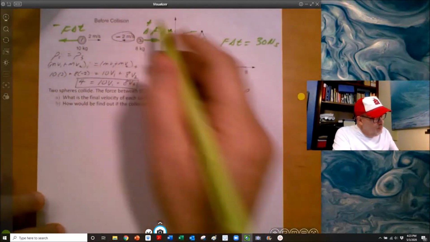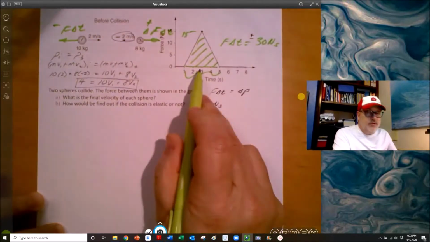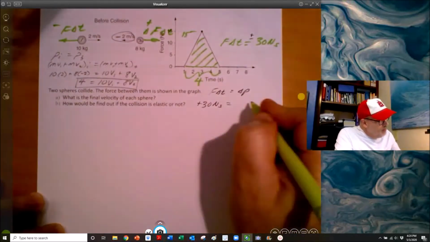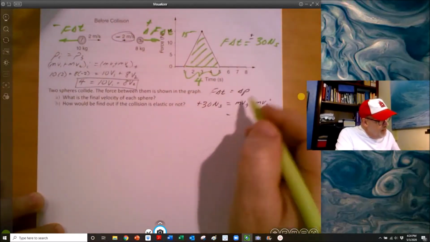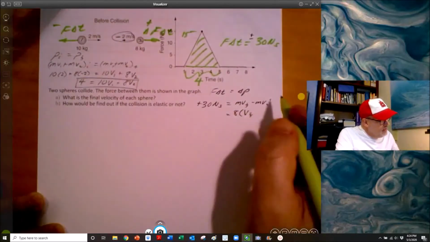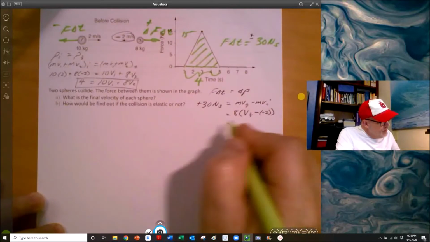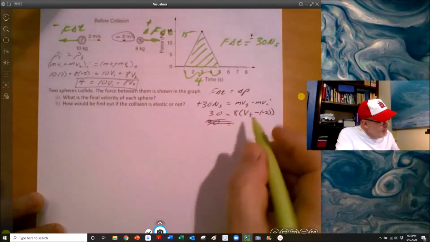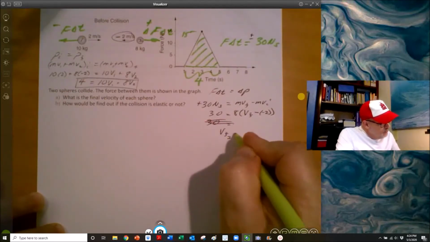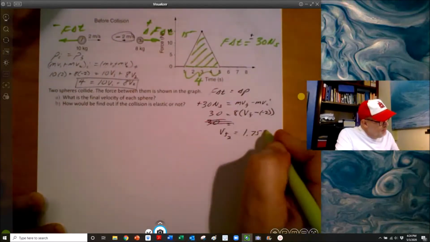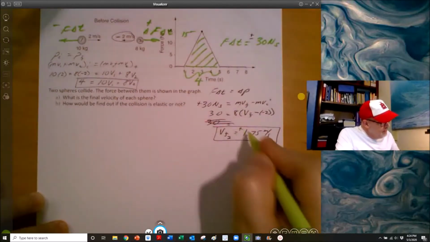So I'm going to take this one. My impulse will be a positive 30 Newton seconds. This will be plus or minus, depending on which one we're talking about. And so that's mv final minus mv initial for this one. My mass, of course, is 8. My v final, I don't know, minus my initial, which was a minus 2. So I'm going to get 30 equals this. And when I do the math, I get that this final velocity for 2 equals 1.75 meters per second. And that is positive, so it means to the right.